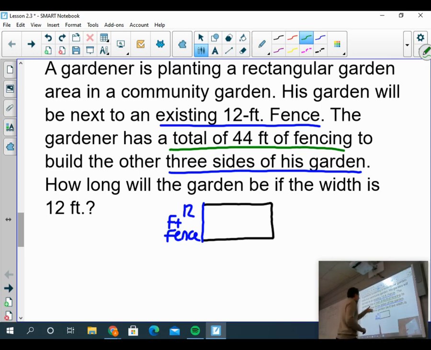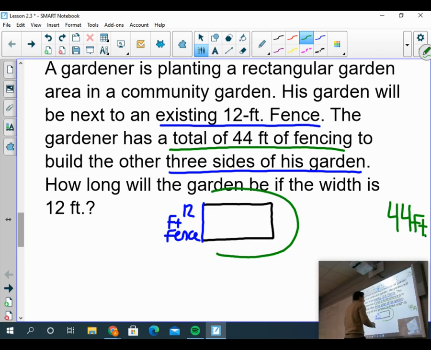So while we know this fence is 12 feet, the other 3 black sides we only have 44 feet of fencing. That's how much material we have. So maybe I'll draw a little 3/4 circle or oval here. Okay, that black fence, that's made up of my 44 feet. Can't be bigger than 44 feet. Okay? How long will the garden be? How long will the garden be if the width is 12 feet?